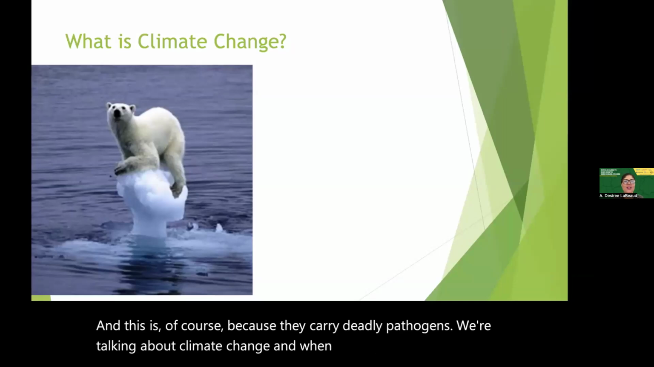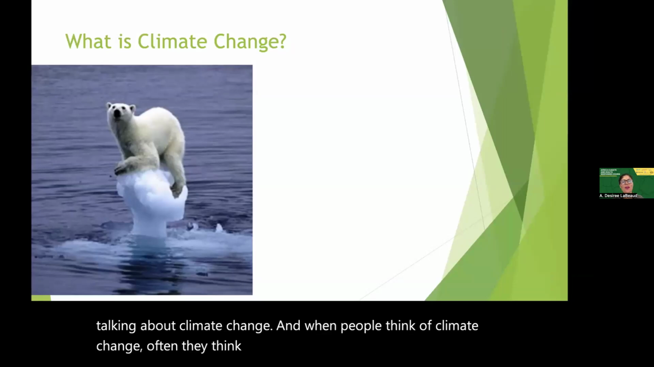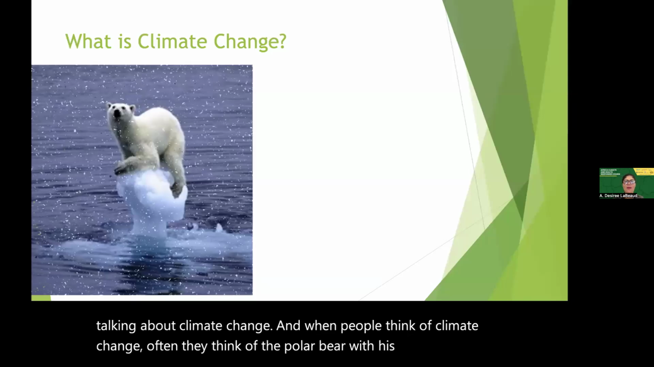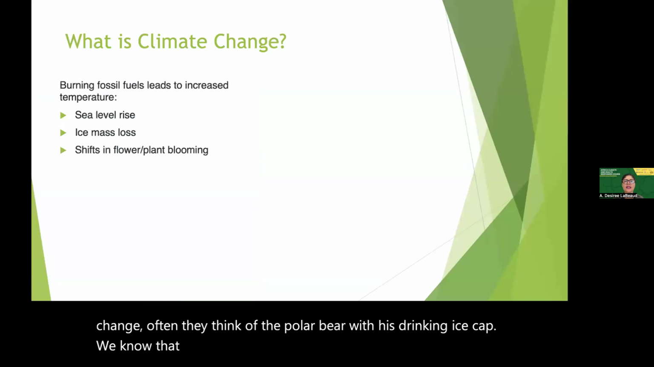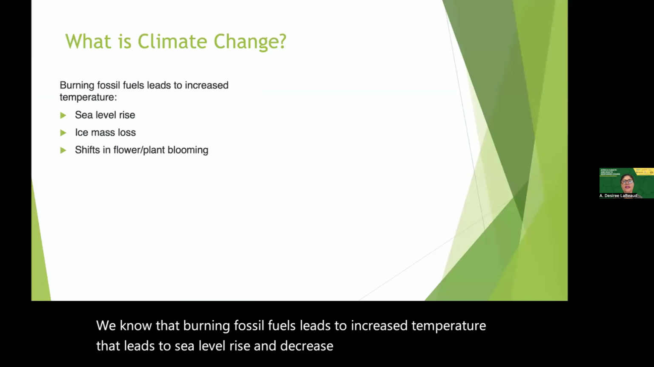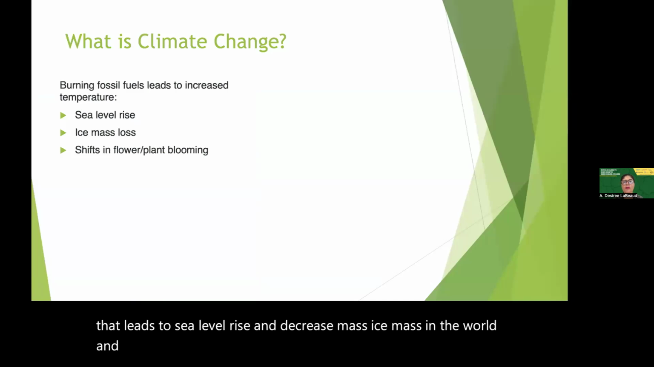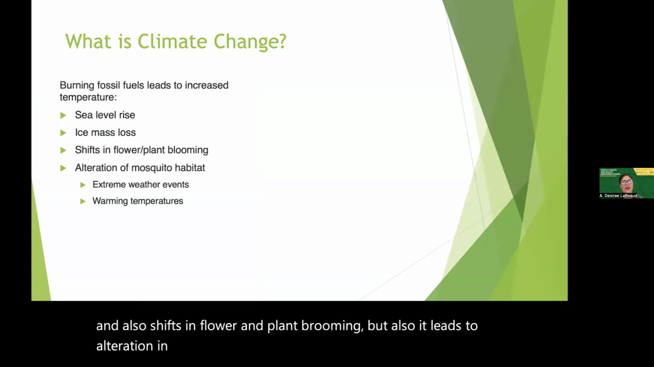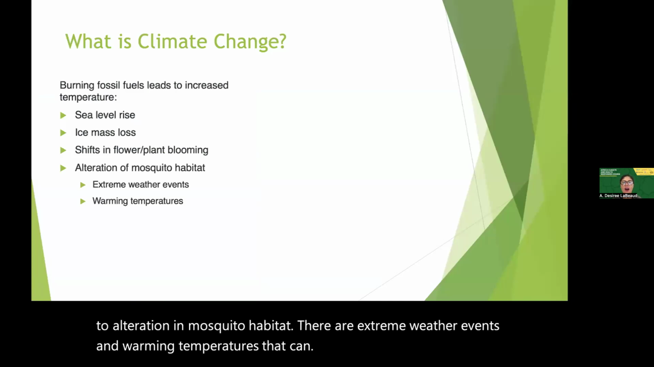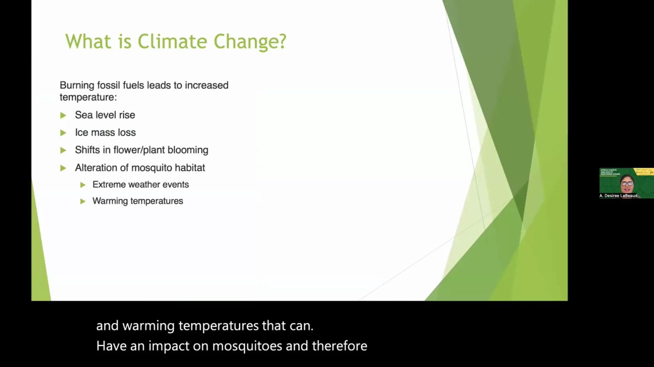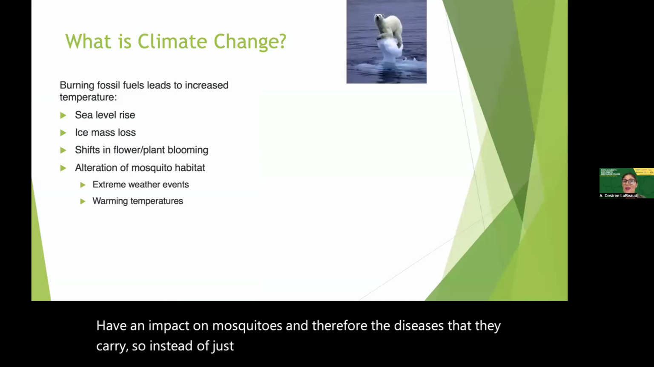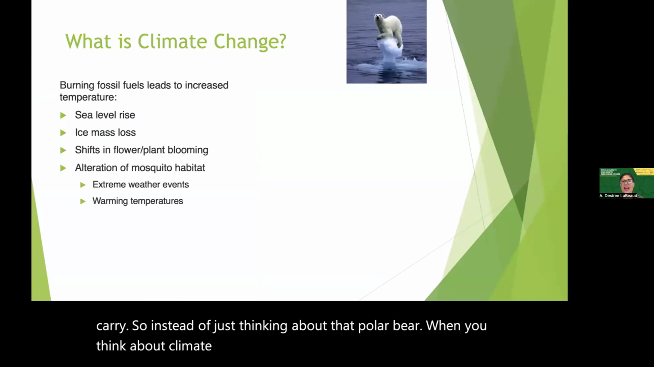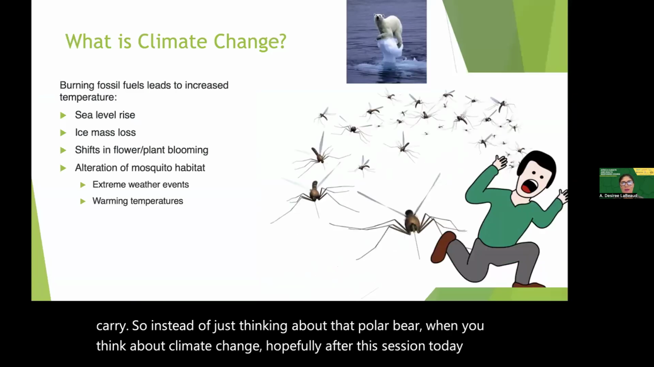And when people think of climate change, often they think of the polar bear with his shrinking ice cap. We know that burning fossil fuels leads to increased temperature, that leads to sea level rise and decreased ice mass in the world, and also shifts in flower and plant blooming. But also, it leads to alteration in mosquito habitat. There are extreme weather events and warming temperatures that can all have an impact on mosquitoes and therefore the diseases that they carry. So instead of just thinking about that polar bear when you think about climate change, hopefully after this session today, you'll be thinking about mosquitoes as well.